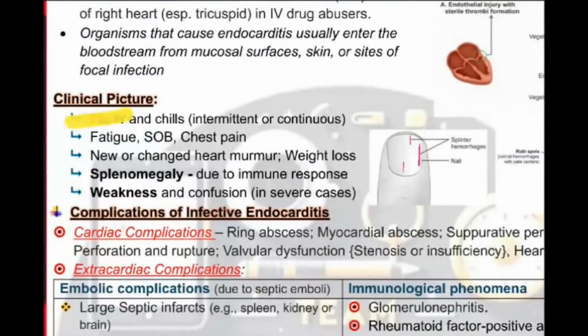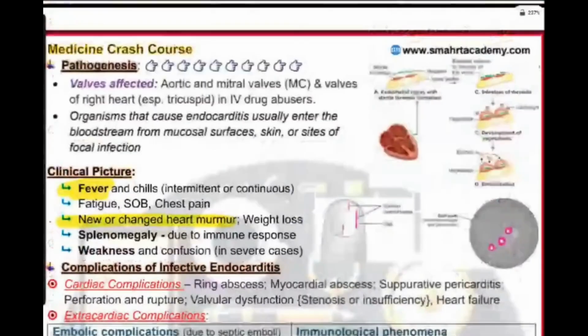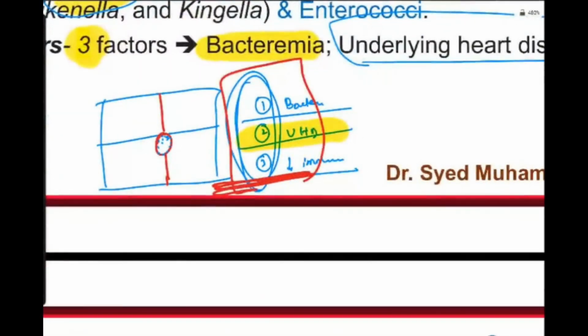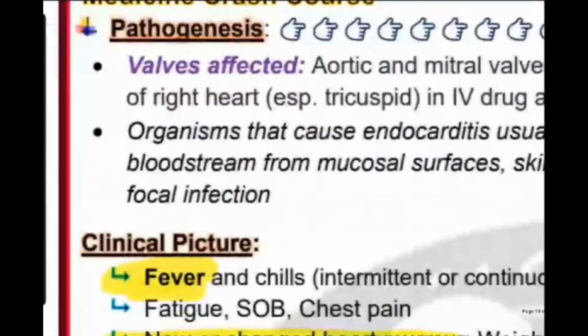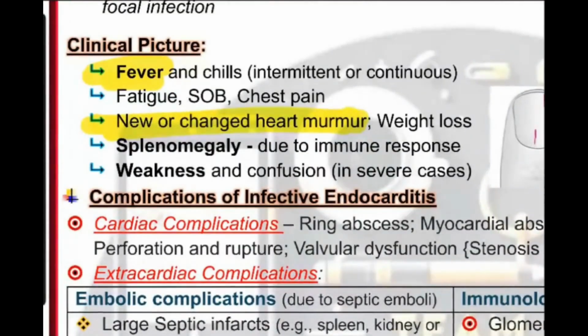In infective endocarditis, the main thing is fever. Fever with chills must be there. Then fatigue, which is common in any heart disorder. Most importantly, a new heart murmur is the criterion. What do we mean by a new or changed heart murmur? The patient already had an underlying heart disease, and that heart disease has some murmur. But on top of that, if the patient develops infective endocarditis, then there will be a new or changed heart murmur.